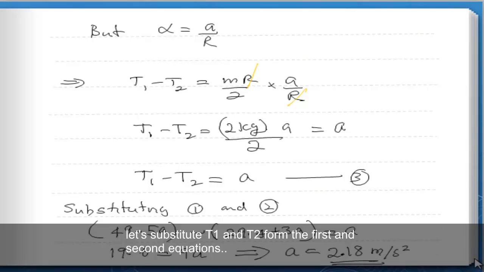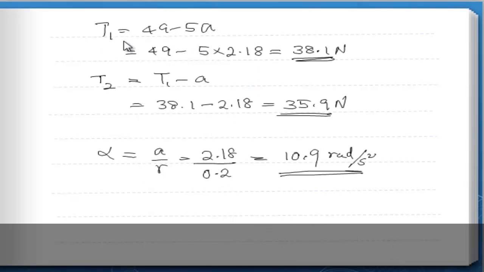So that's the acceleration of the system. And we can find T1 from equation 1. And that's 49 minus 5a, so 49 minus 5 times 2.18, that's 38.1 newtons. And T2 equals T1 minus a, that's 38.1 minus 2.18, that's 35.9 newtons.